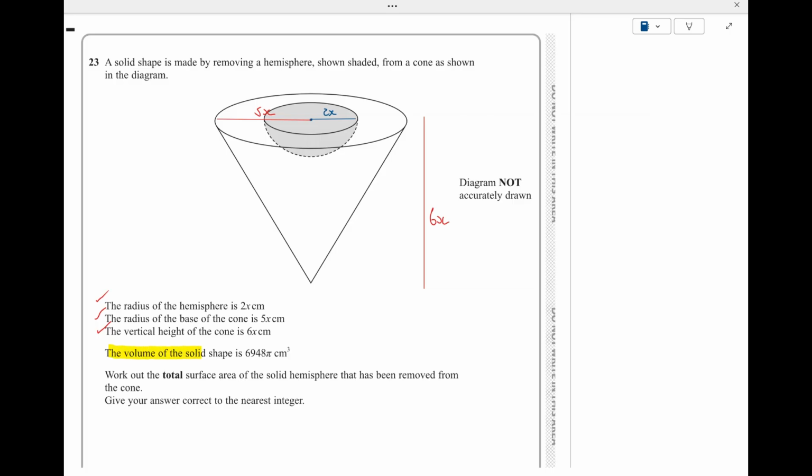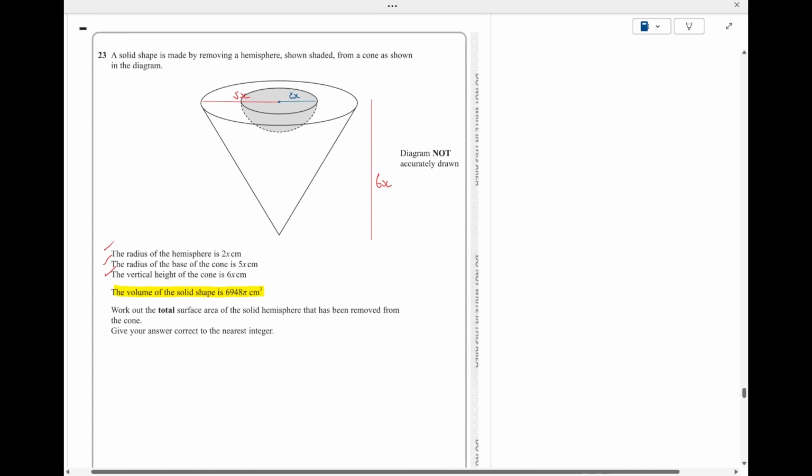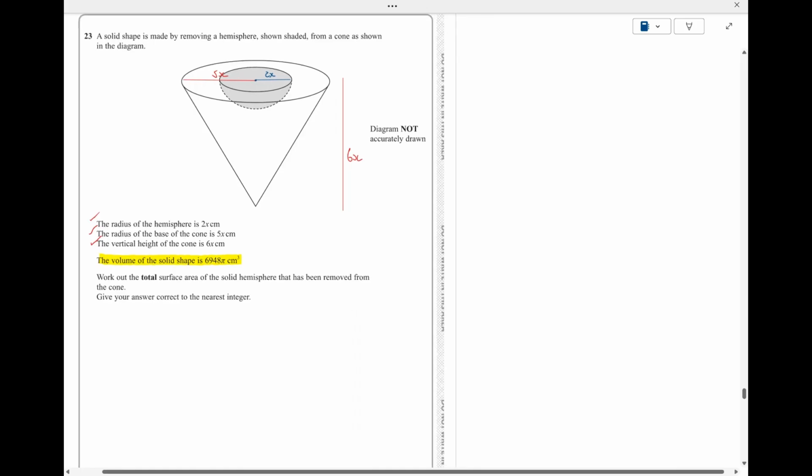Okay. Here's a sentence for me. The volume of the solid shape is that. I'm going to be able to write an equation from that to find x. And then it asks me to work out the total surface area of the solid hemisphere. Let's worry about that in a minute. Let's use this yellow highlighted sentence to write an equation, shall we? The volume of the solid shape.